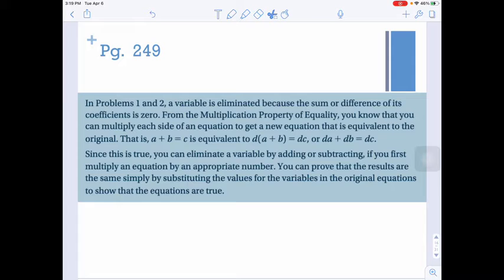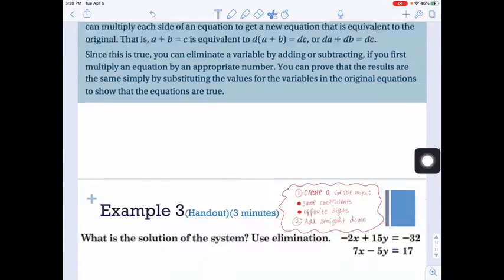That is, a plus b equals c is equivalent to d times a plus b equals d times c, or dA plus dB equals dC. Since this is true, you can eliminate a variable by adding or subtracting if you first multiply an equation by an appropriate number. You can prove that the results are the same simply by substituting the values for the variables into the original equations to show that the equations are true.